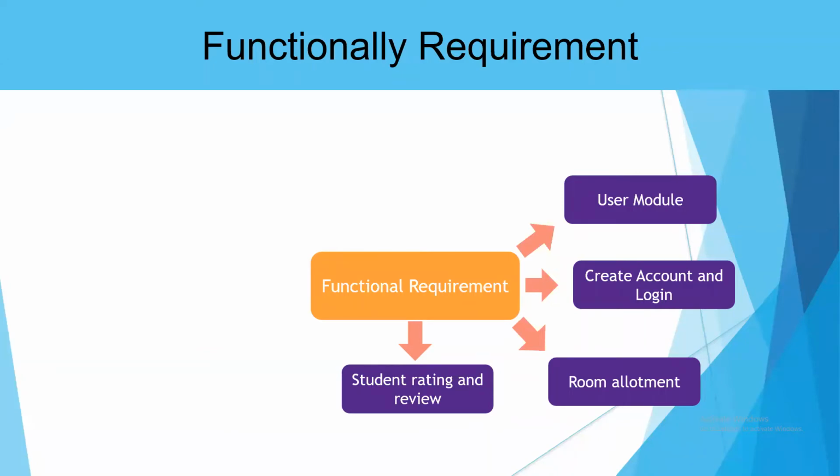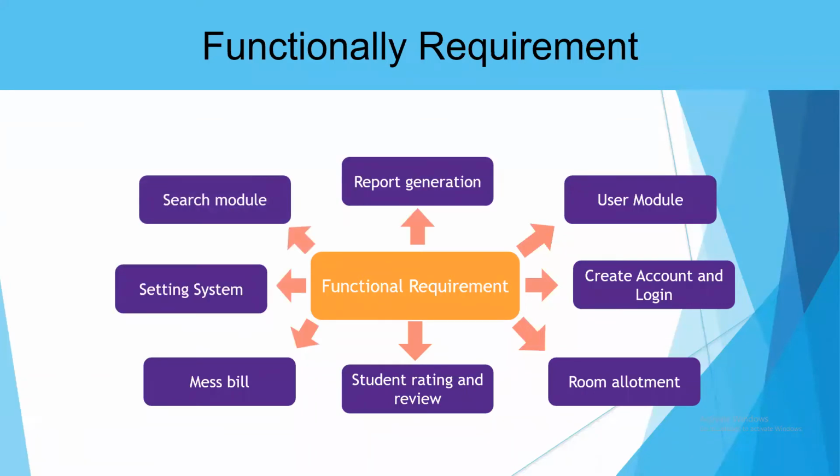Next, room allotment. Rooms will be allocated to users according to education details or course. Room will be allocated to the user and an ID will be generated for it. Next is the search module. The system will provide a search option so that the administrator can find a user by using the user's unique ID. And the last one is student rating and review.